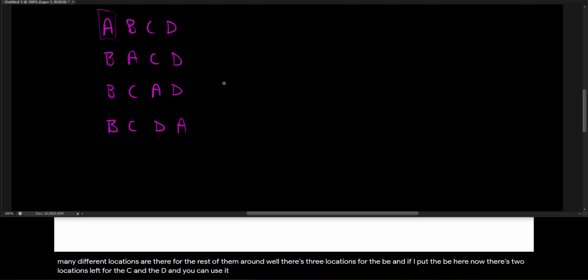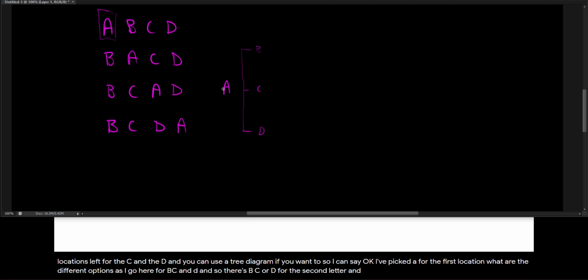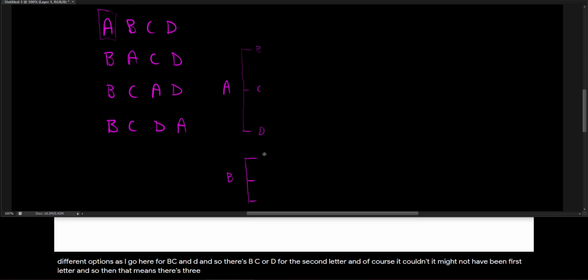And you can use a tree diagram if you want to. So I could say, okay, I've picked A for the first location. What are the different options as I go here for B, C, and D? And so there's B, C, or D for the second letter. And of course, it might not have been the A, it might have been the B that was the first letter. And so then that means there's 3 different options, A, C, and D, and so on. And so it creates this really crazy amount pretty quickly.